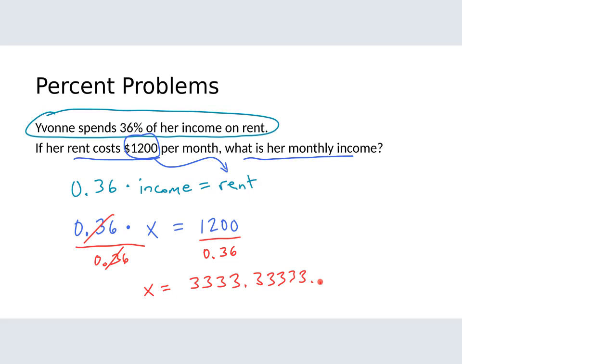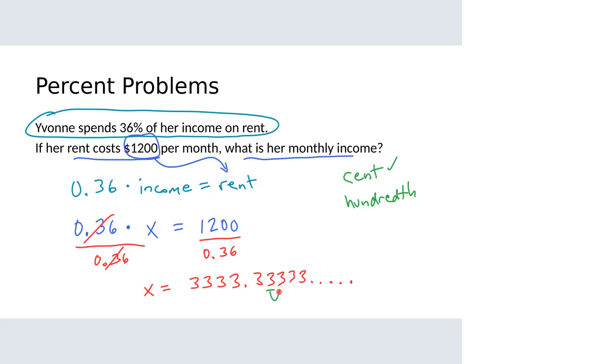This question didn't tell us where to round. I'll do my best to make sure every question tells you where to round. But anytime a question is about money, and it doesn't tell you where to round, I'm going to want you to round to the nearest cent. That's your default position. I'll do my best to make sure every question is very clear and just tells you where to round. But if it doesn't, and it's about money, we're going to round to the nearest cent, which means we're going to round to the nearest hundredth.